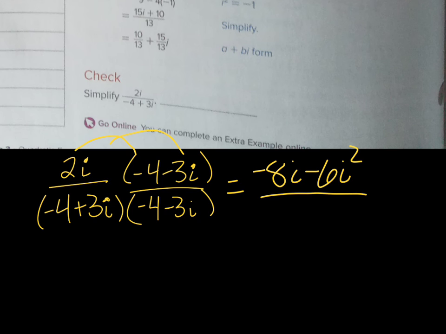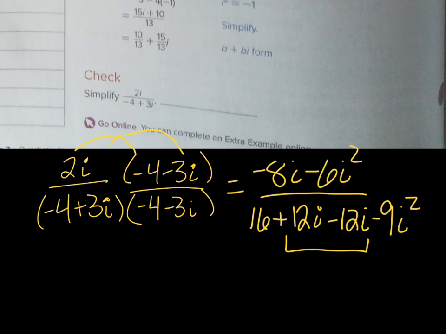And then we've got to FOIL in the denominator. So negative 4 and negative 4 is 16. Negative 4 and negative 3i plus 12i. 3i and negative 4, minus 12i, and that's where the magic happens. And then finally minus 9i squared. So again, our goal is to get i out of the way. Since we used a conjugate, those two cancel out. And with that, i squared becomes negative 1.